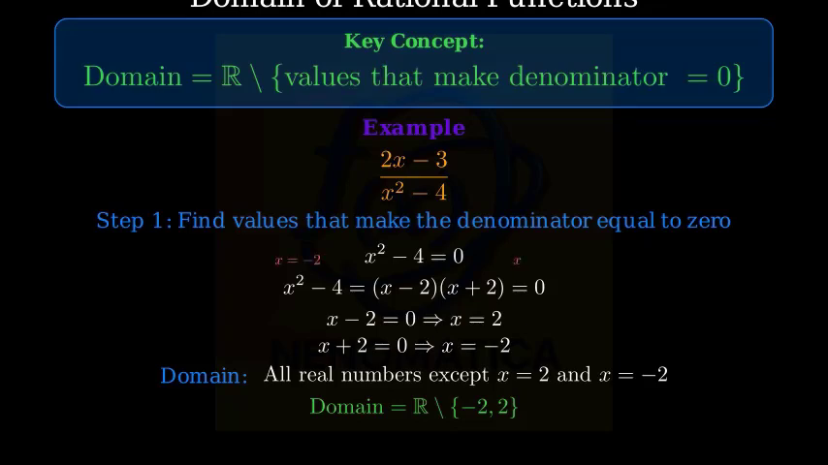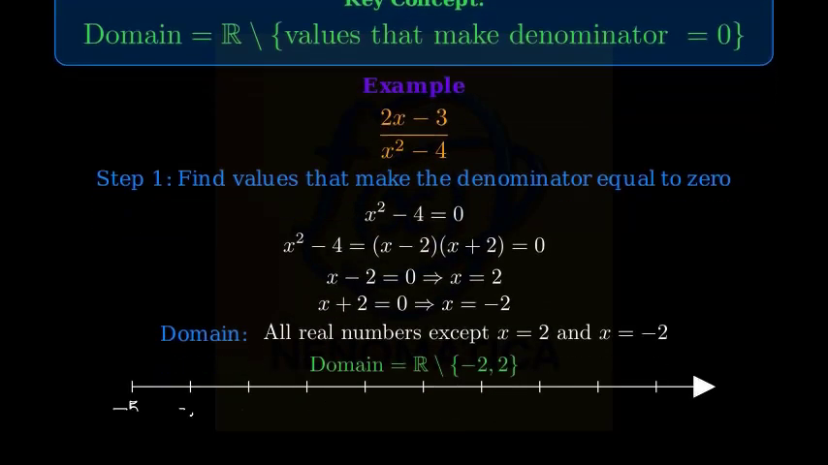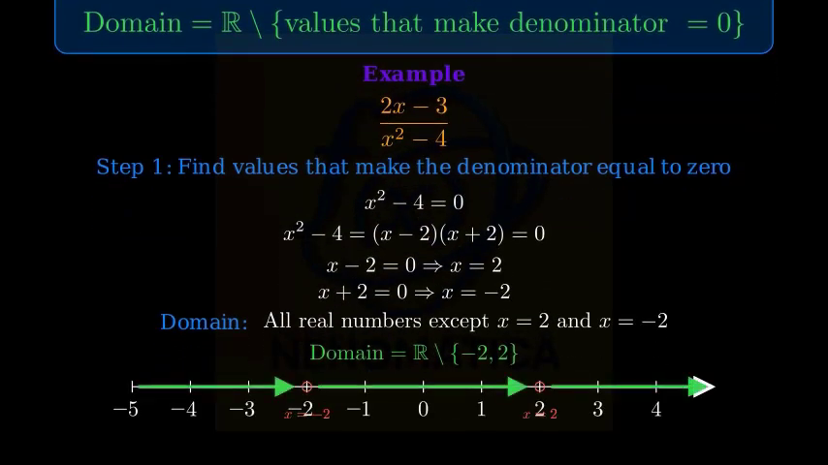Let's visualize this domain on a number line. Our domain includes all real numbers except at x equals negative 2 and x equals 2, which are shown as holes in the number line. Now, let's look at our second example.